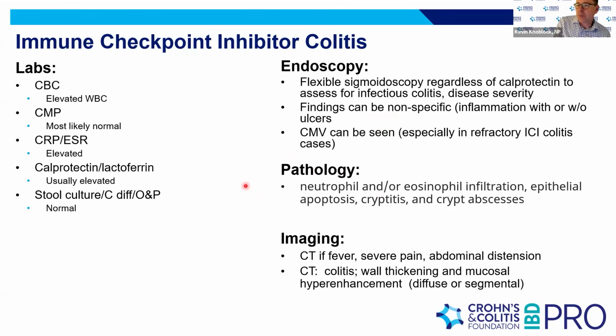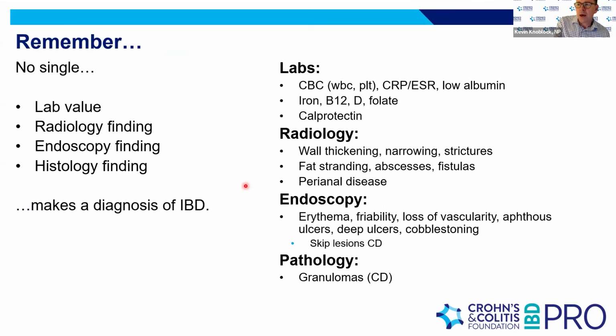Imaging, if they're coming in with fever, abdominal pain, and they might be bloated, the CT is going to definitely show colitis, wall thickening, mucosal hyperenhancement, could be diffuse, could be segmental, maybe looking like a Crohn's-y picture. But again, you have a lot of other information in your back pocket by the time you get to this point to really think that this is an ICI colitis. And I think that is the end.